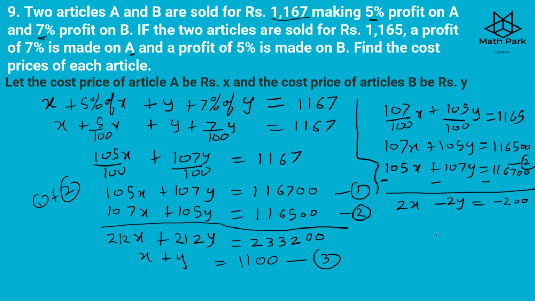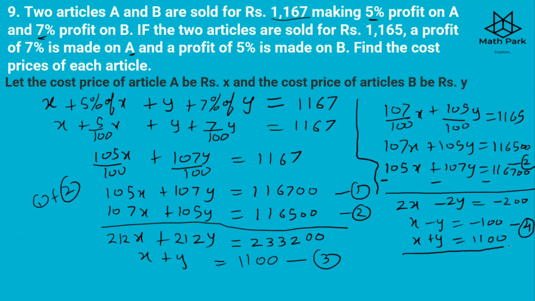On simplifying this, we get x minus y is equal to minus 100. This is our equation number 4. Got it? So we got equation number 4 over here. Now let us solve these two equations, equation 3 and equation 4. So solving equation 3 and 4, I'm going to write x plus y is equal to 1100 over here.